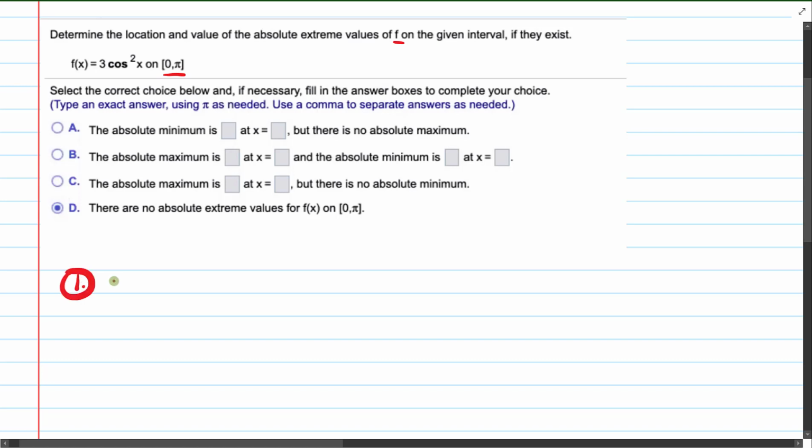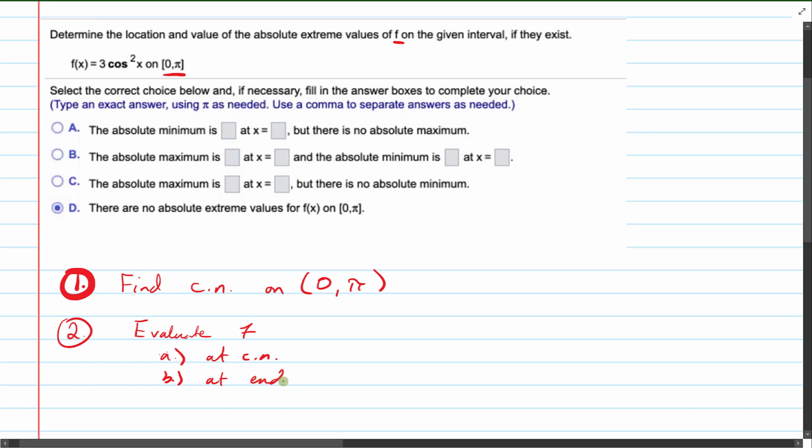Step 1 is to find the critical numbers on the interior of that interval. And then step 2 is to evaluate f at the critical numbers and also at the endpoints. And then step 3 will be to answer the question.